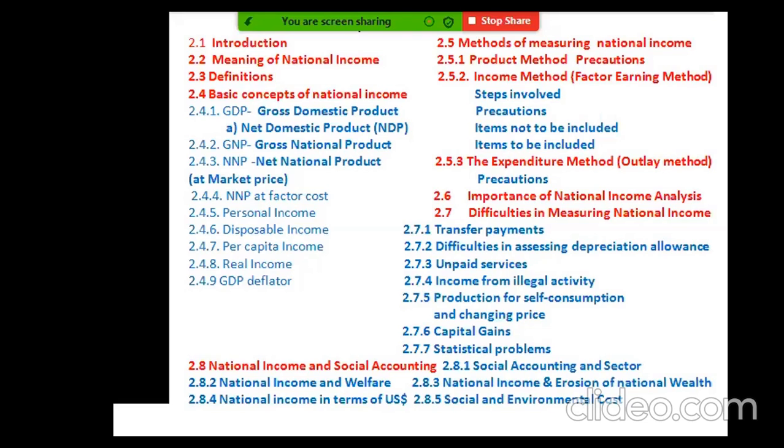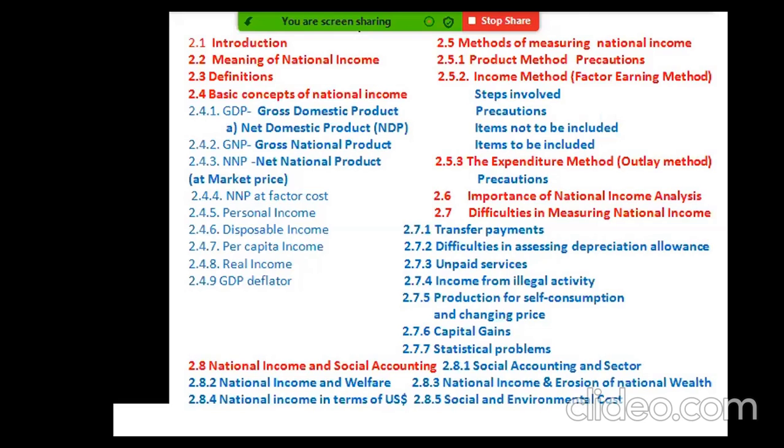Next, 2.5, the methods of measuring national income. Under the 2.5 heading, we have further subheadings. They are the methods of measuring national income. One is the product method. We have one subheading, that is the precautions. Next is the income method. This is also called the factor earning method.